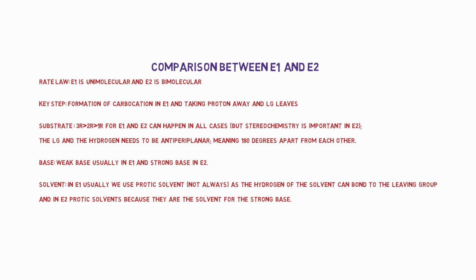Stereochemistry for E1 is not that important because forming a double bond when you have a carbocation is easily possible. But in case of E2, to form a pi bond, that means a double bond, the hydrogen and the leaving group need to be 180 degrees apart from each other. That means antiperiplanar.